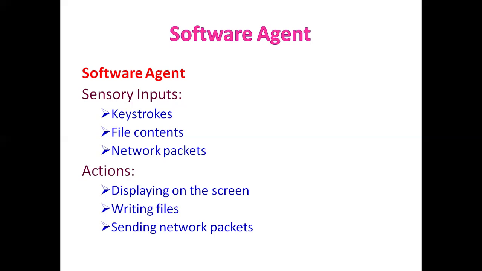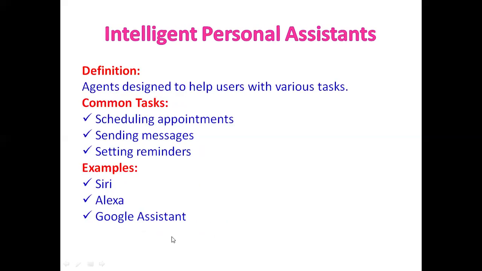Together, these sensory inputs and actions allow a software agent to interact with users, process data, and communicate within a broader task autonomously or based on user instructions. So the next agent we'll see is intelligent personal assistants. Intelligent personal assistants are agents designed to help users with a variety of everyday tasks.